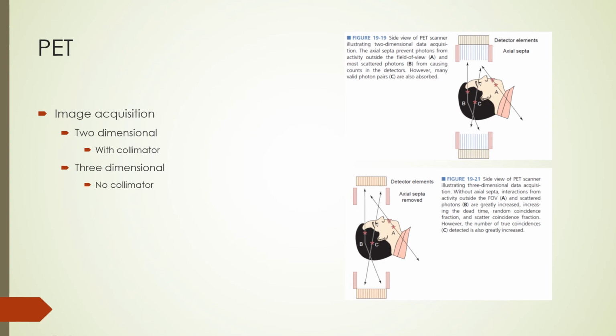There are advantages and disadvantages to both systems. In 2-dimensional acquisition, scatter is reduced, but sensitivity is also reduced. In 3-dimensional acquisition, sensitivity is greatly increased, but so are random and scatter coincidence detection, and there is also an increase in dead time count losses. Some PET systems are equipped with retractable septa to allow both 2- and 3-dimensional acquisitions.